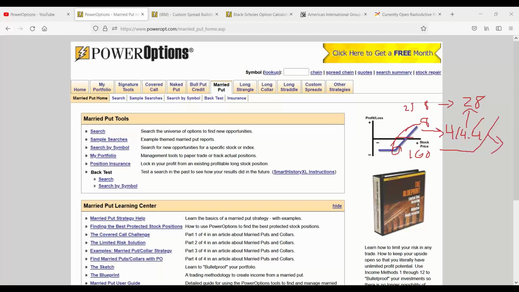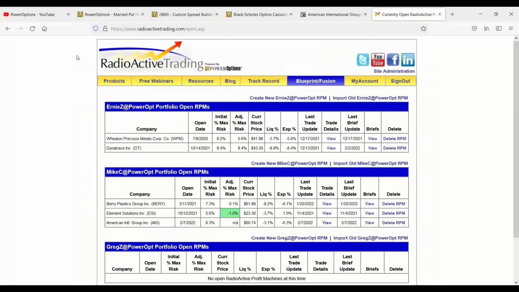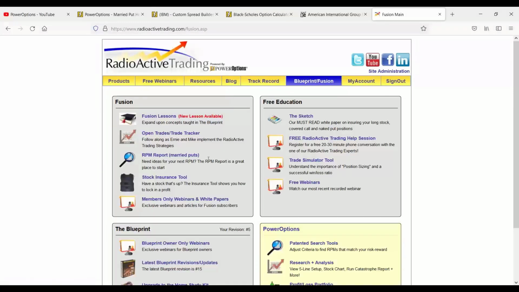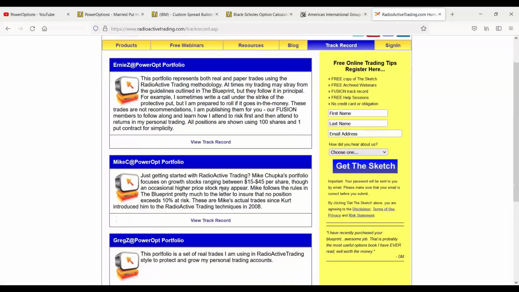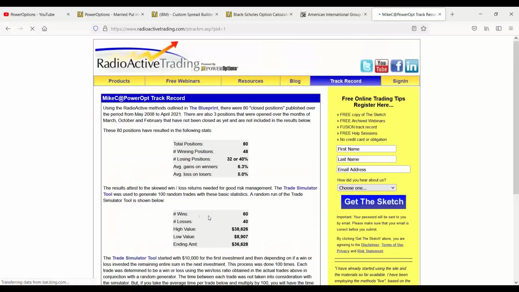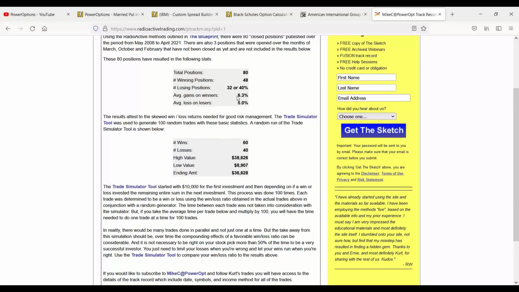Let's take a quick look. Am I still logged in? I think I am. All right. Since 2008, when I started posting my first positions, it was just one or two positions here. I'm not logged in right now, but the average return on my win is 6.3%. Average loss is 5%. And I'm right 60% of the time.